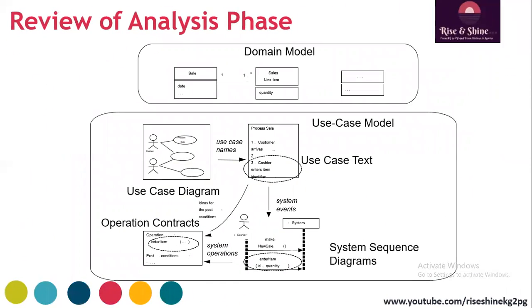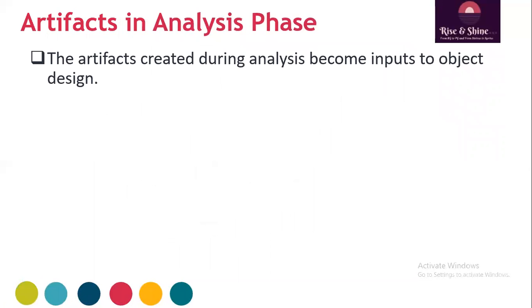So this is the review of the analysis phase diagrammatically. That is, we are finding out these many artifacts in the analysis phase, such as domain model, use case text, operation contracts, and some system sequence diagrams, that is, sequence diagrams at system level. So we are doing all these things in the analysis phase.